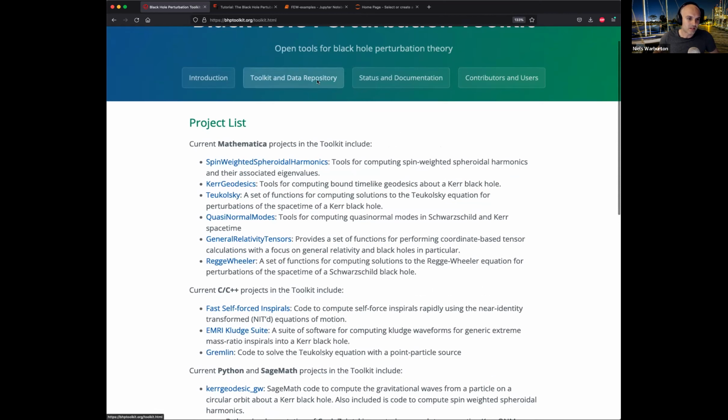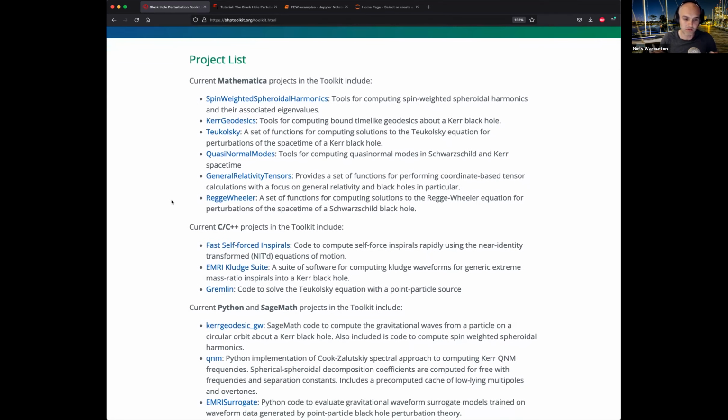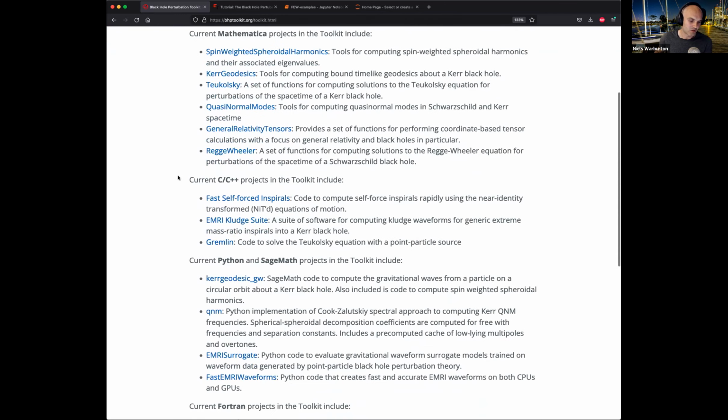Okay, so in terms of the packages today, I'm mostly going to be focusing on a few of the Mathematica packages. And the goal is to compute some waveforms. We'll do a comparison with a numerical relativity waveform. We'll discuss how good that is and how you can do better in the future.